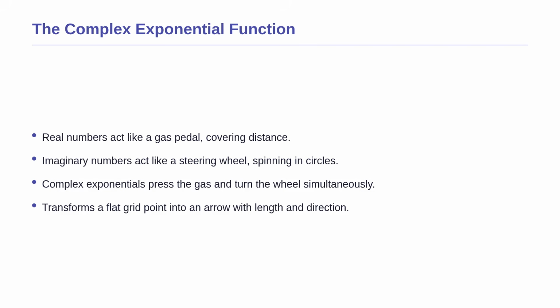The real numbers act like the gas pedal, telling the car to go forward or backward to cover distance. The imaginary numbers act like the steering wheel, telling the car to spin around in circles. In standard real number math, the exponential function just grows incredibly fast, acting as a pure stretching action. But when we feed a complex number into the exponential function, it presses the gas pedal and turns the steering wheel at the exact same time. It takes a flat grid point and transforms it into an arrow with a specific length and direction.